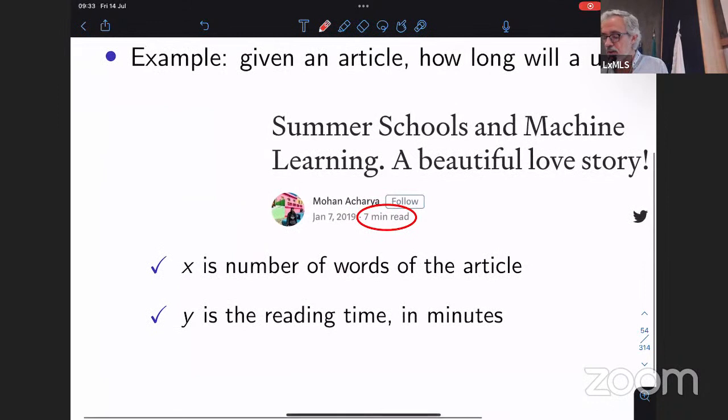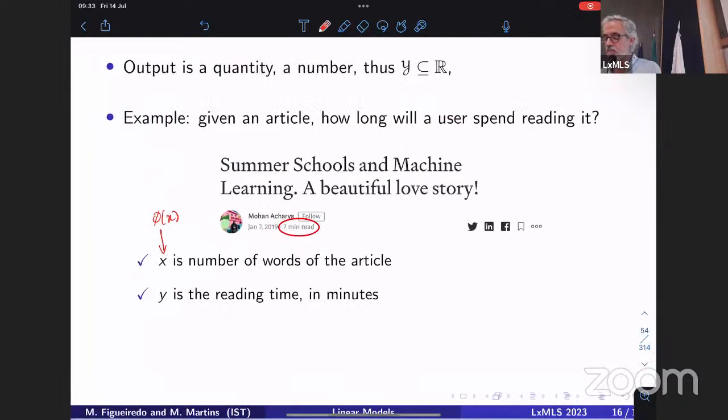Here it says x, but what we really mean is phi of x, because x itself is the article and phi of x is just a number that you extract from the article. But in this example, we will just use x to denote the number of words directly, and y is the reading time. And you have examples. Of course, you could think of using other features, like how difficult the words are.